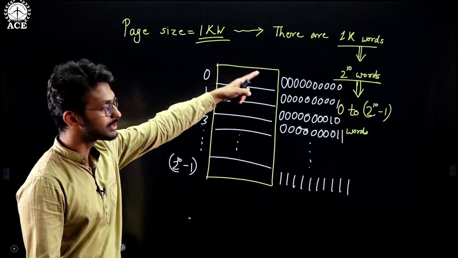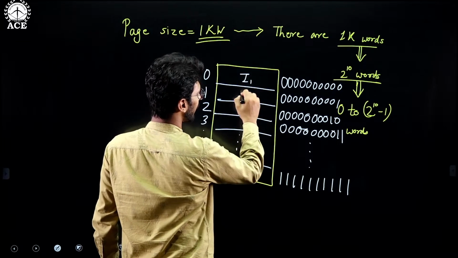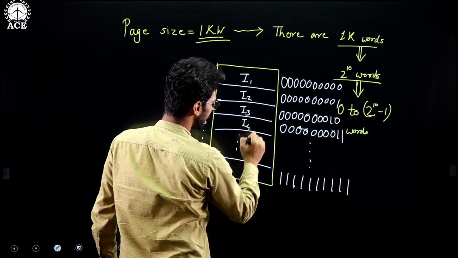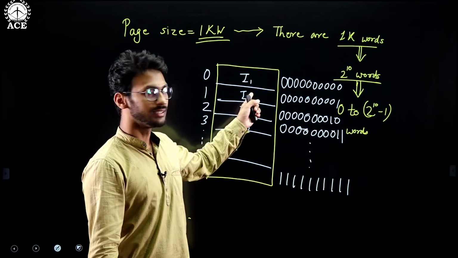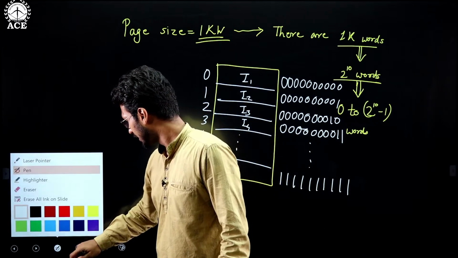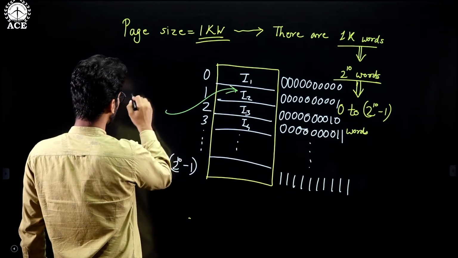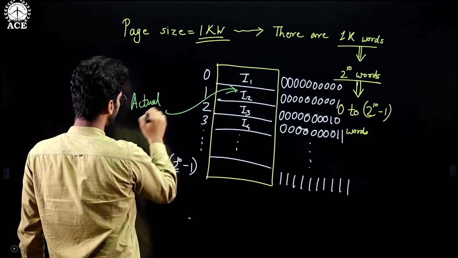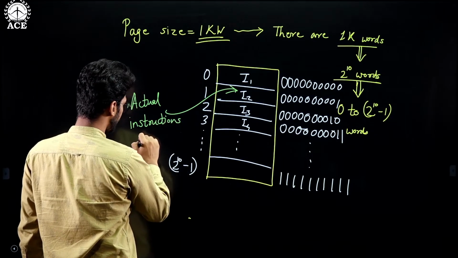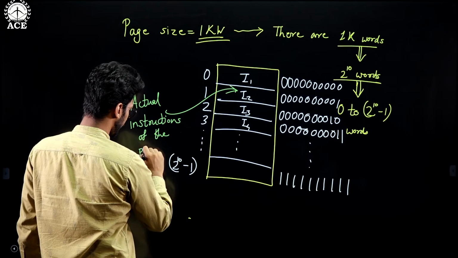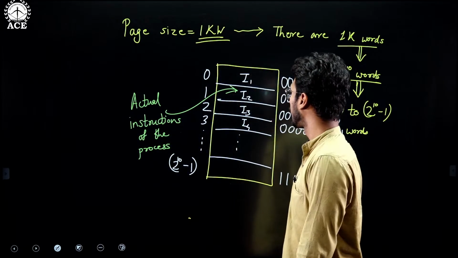Page size 1 kilo word. It means there are 1k words. Inside each word there will be instructions, I1, I2, I3, I4, let's say, and so on. Actual instructions will be present inside this word. I'll state it explicitly, it will be good. These are actual instructions, instructions of the process. Done with this one.